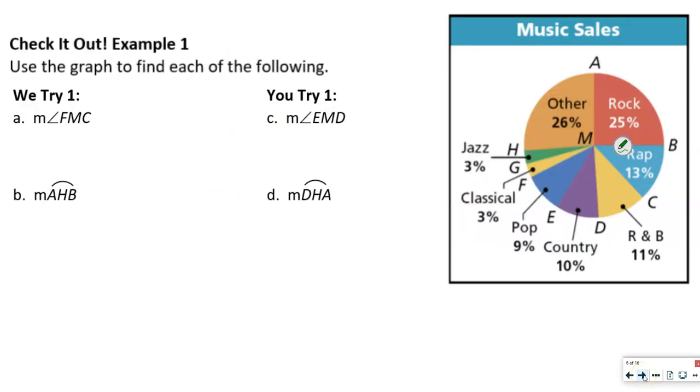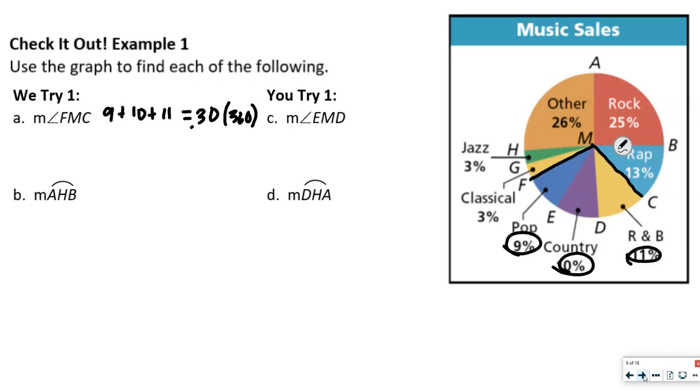So now, the next one says check out example 1. This is a little different because it's talking about an angle. So let's see where angle FMC is. Hopefully you see that we're going to add together this 9, this 10, and this 11, right? So 9 plus 10 plus 11 is equal to 30. Once again, we're going to make that a percent, and we're going to multiply that by 360. So 0.3 times 360 is going to be equal to 108 degrees, okay?